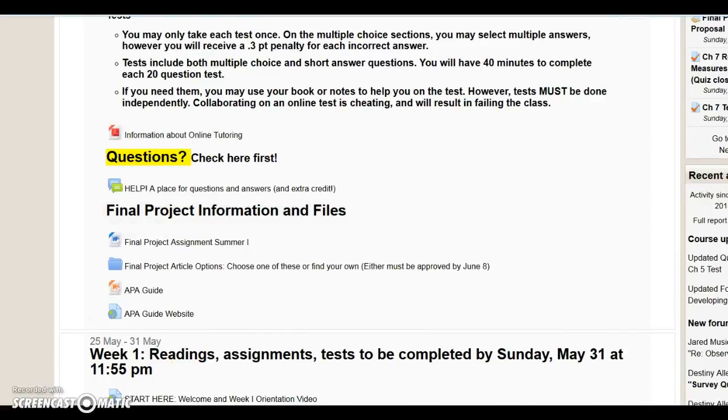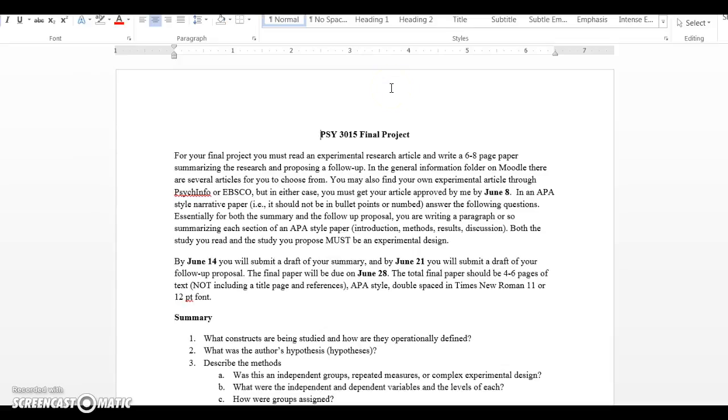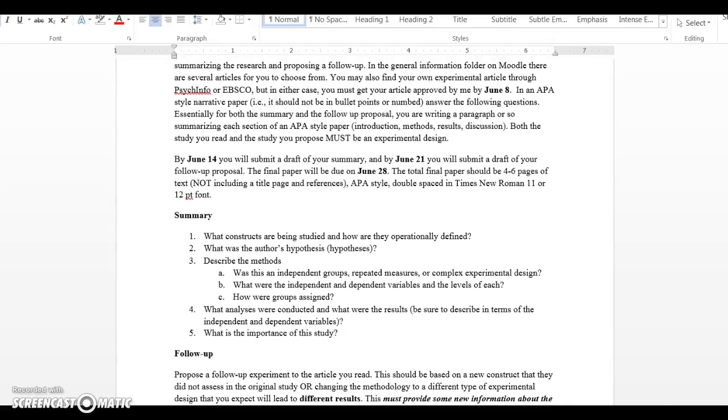For your summary, you can take a look at this document. There is a series of questions you need to answer. Note that although they are listed in question format here, you need to include the answers in paragraph format. So don't just give me bullet point answers to each question. And for the summary, I'm looking for about 2 to 3 pages double spaced for this half of your paper.